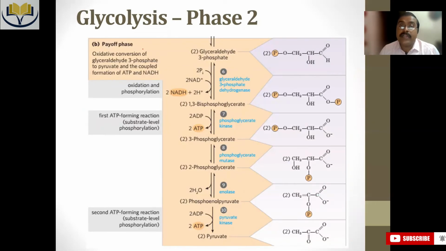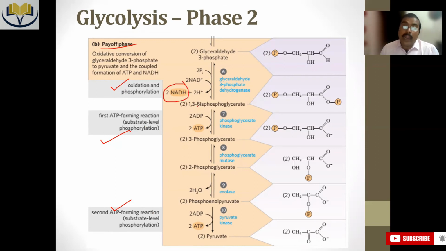In the same way, phase 2 is the payoff phase. What we are getting from that pathway is there in this second phase. So the first one is the preparatory phase and the second one is the payoff phase. The preparatory phase contains 5 steps. Payoff phase also contains 5 steps. Payoff phase actually deals with the oxidation part, the ATP formation part, direct ATP formation based on substrate level phosphorylation, as well as a second ATP formation part. Here we are going to see that another molecule is involved in this particular process.